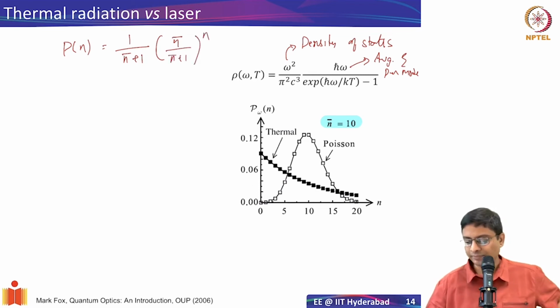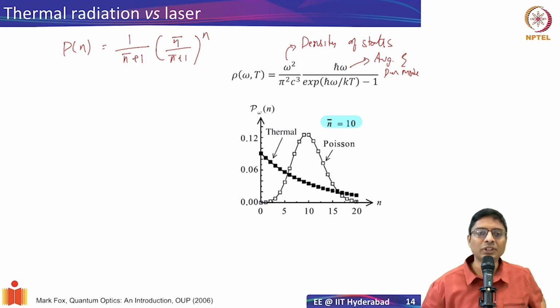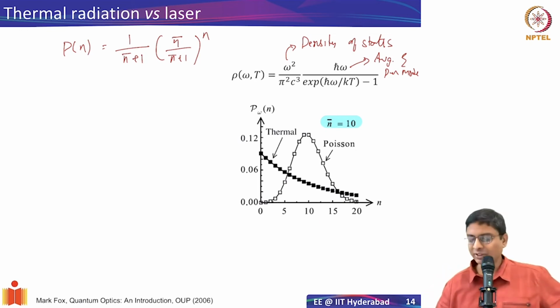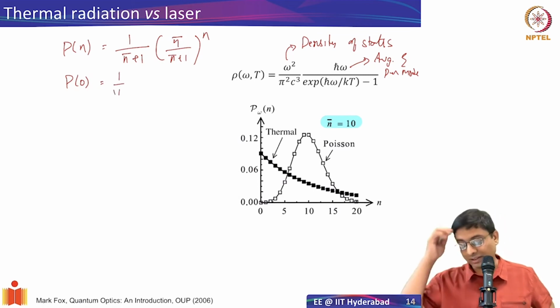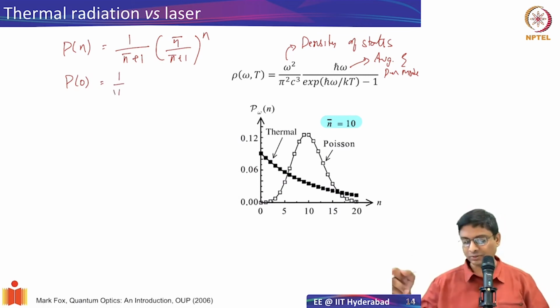To the power of n. So it follows what is known as Bose-Einstein distribution, which is given by the expression here. So quickly you see what is the probability of finding, let's say, n photons. We can quickly repeat the same thing. The probability of finding 0 photons is going to be 1 over 1 plus n bar, the whole thing to the power of 0.